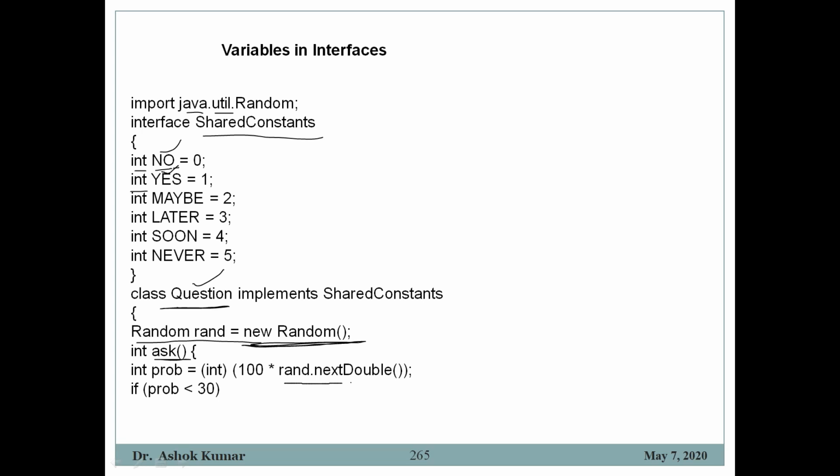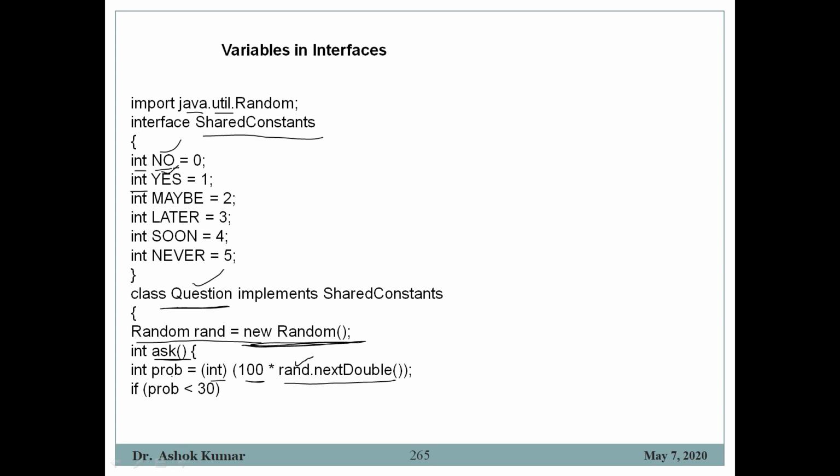In the body of the ask method we are basically getting a random number. This is the reference to the Random object, rand, and nextDouble will give you a number between 0 and 1. If you multiply that number by 100, you will get a number between 0 and 100, which we are converting into an integer. So you will get the integer value based on the random number, PROB.